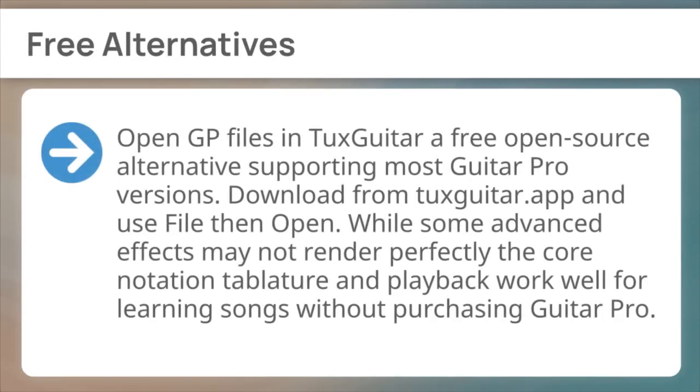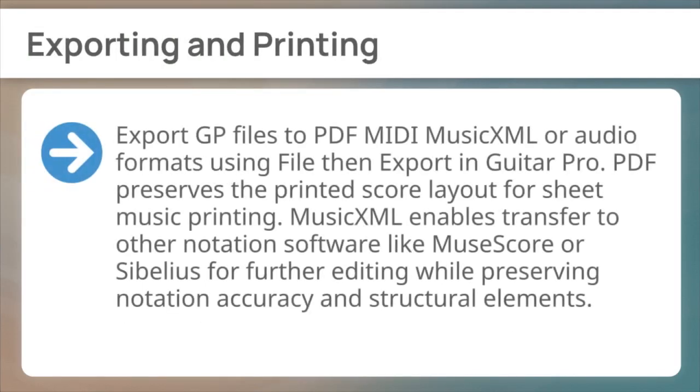Next, free alternatives. Open GP files in Tux Guitar, a free open source alternative supporting most Guitar Pro versions. Download from the Tux Guitar app and use File then Open. While some advanced effects may not render perfectly, the core notation, tablature and playback work well for learning songs without purchasing Guitar Pro.